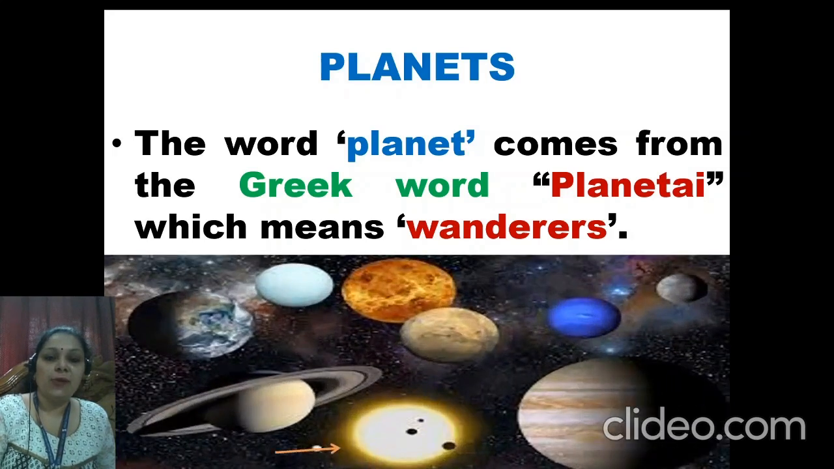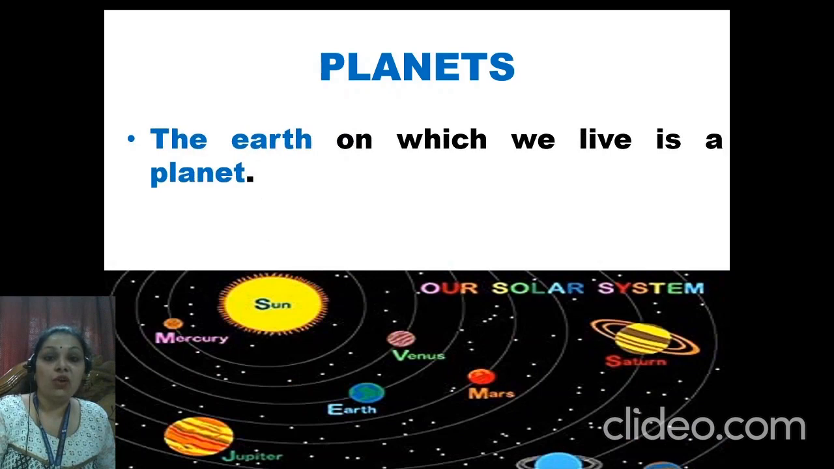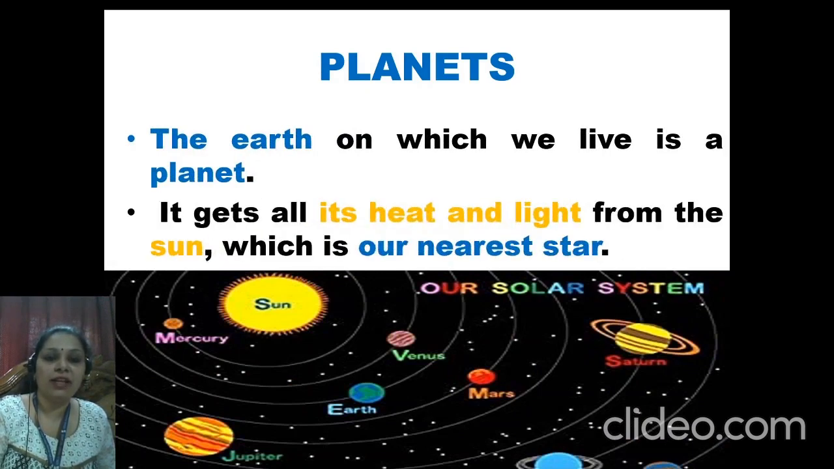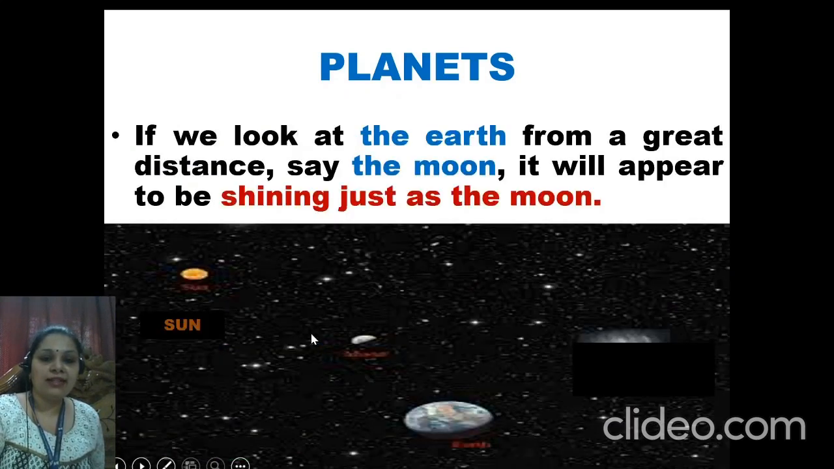Yes, you can see here the sun. These are all the planets. The earth on which we live is a planet. Yes, we all know that earth is a planet. It gets all its heat and light from the sun. So from where does earth get its heat and light? Earth gets its heat and light from the sun, which is our nearest star. You can see here the sun, and this is the solar system. Here we have earth, and earth gets its heat and light from the sun.